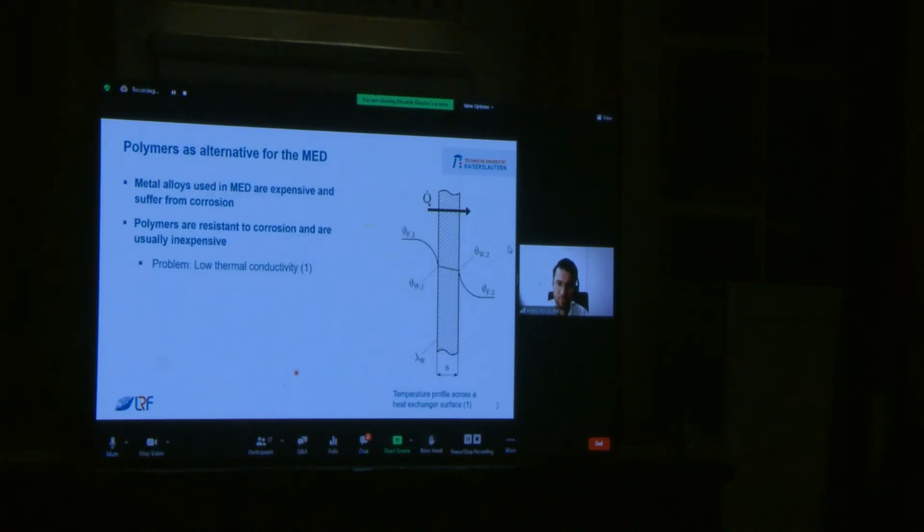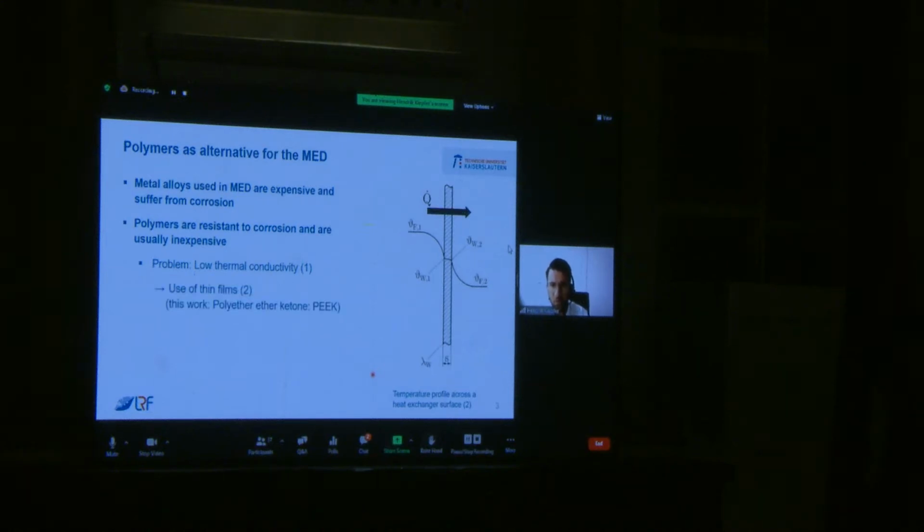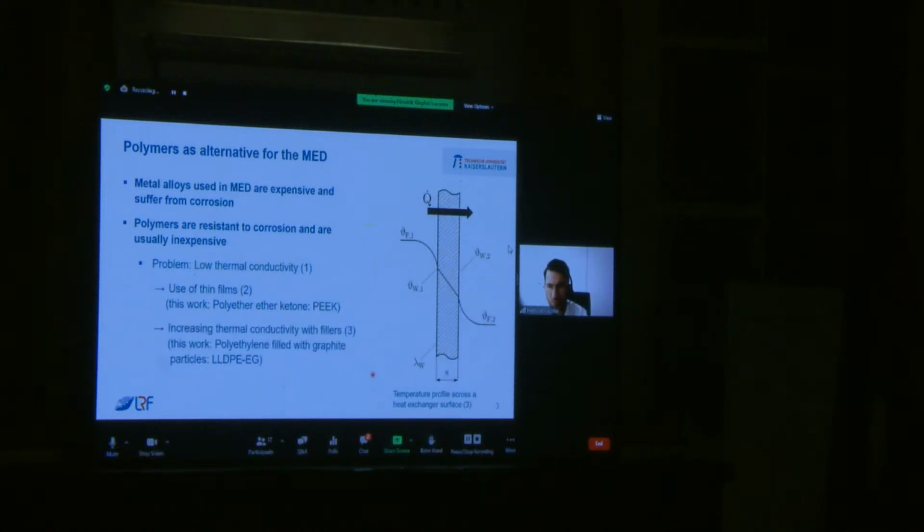An alternative class of materials where corrosion is not a major problem are polymers. In addition, these are often less susceptible to fouling. However, the low thermal conductivity is problematic here, but there are several approaches to compensate for this, shown on the right. These include the production of either very thin films or filling the polymers with a thermally conductive material like graphite particles or graphene. In the following, I will present one of each of these approaches for the MED, the multiple effect distillation, and I will focus on the susceptibility to fouling and the cleanability of the different materials.